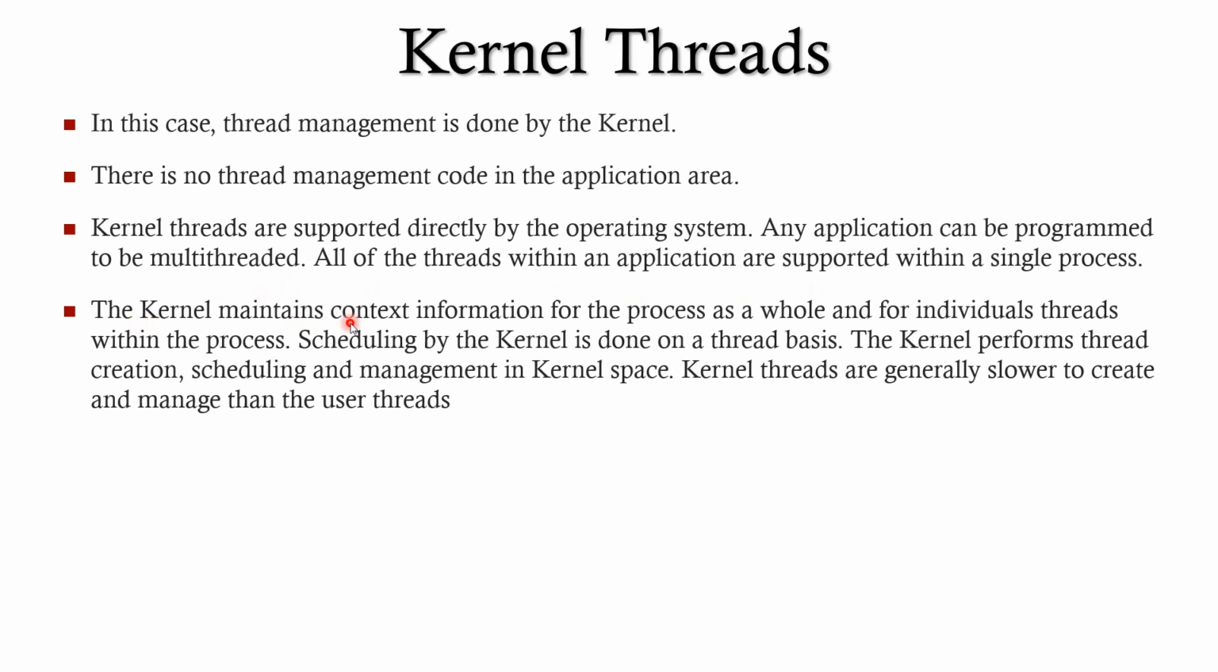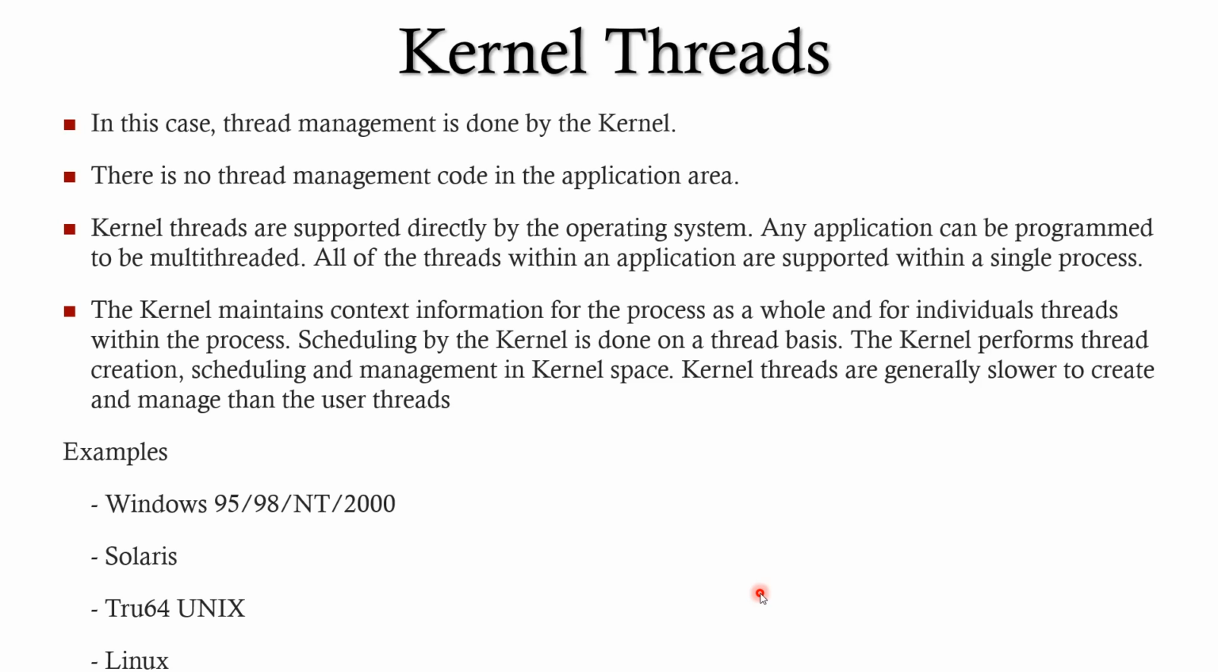The kernel maintains context information for the process as a whole and for individual threads within the process. Scheduling by the kernel is done on a thread basis. The kernel performs thread creation, scheduling, and management in kernel space. Kernel threads are generally slower to create and manage than the user threads. Some of the examples are Windows 95, 98, NT, 2000, Solaris, Tru64 Unix and Linux operating systems.